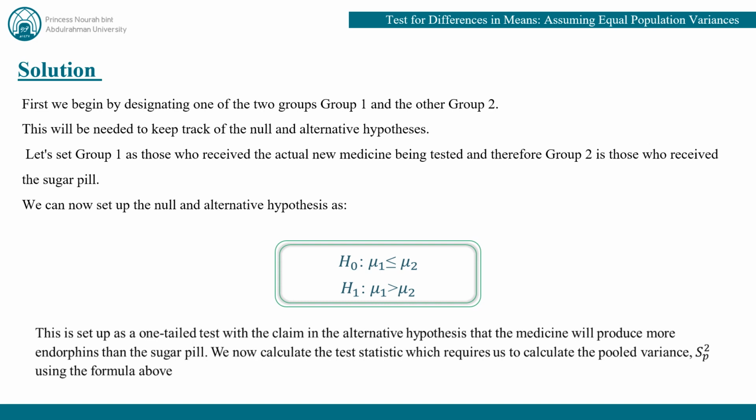This is set up as a one-tailed test with the claim in the alternative hypothesis that the medicine will produce more endorphin than the sugar pill. We now calculate the test statistic, which requires us to calculate the pooled variance Sp squared using the formula above.